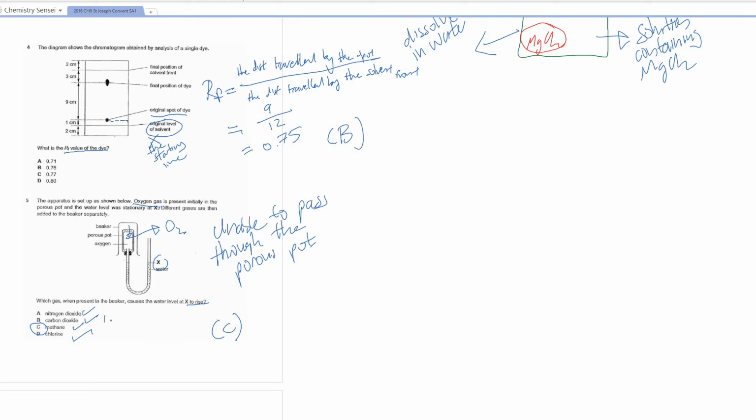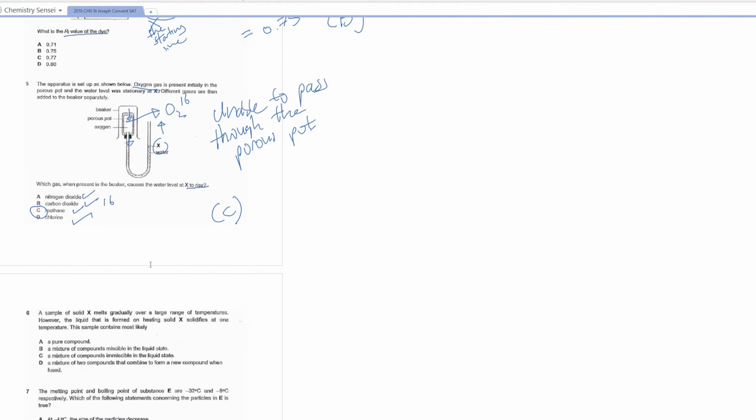because it has similar molecular weight. It has a molecular weight of 16, which is the same as oxygen gas. Hence, it is able to pass through the porous pot, apply more pressure over here, which causes the water level at X to rise. Let's move on to question 6.